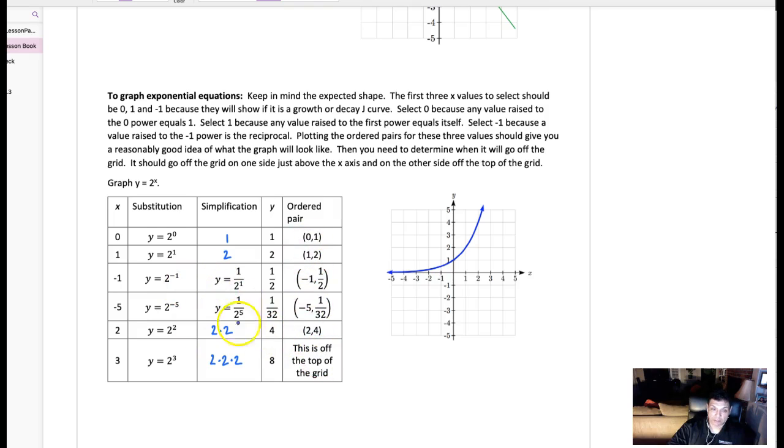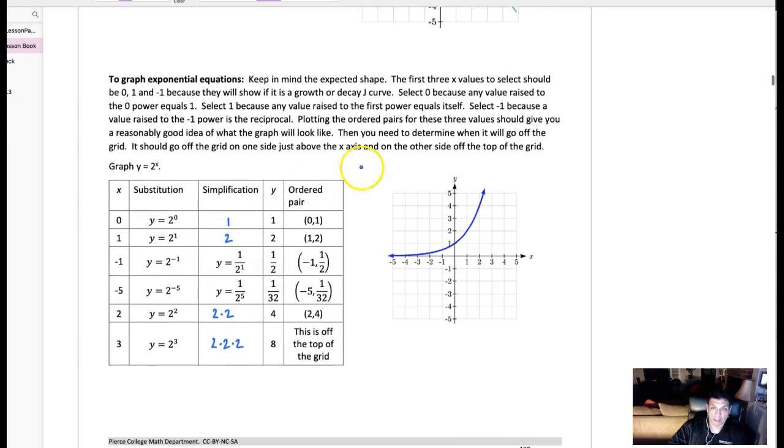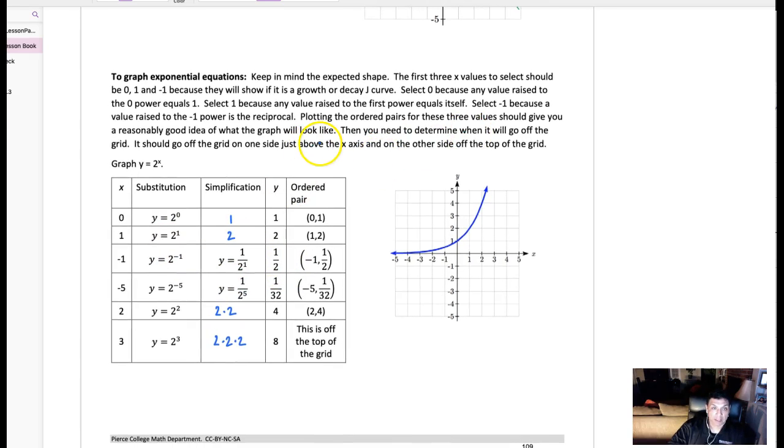Again, very similar to what we've done before. Negative exponents are a different rule than positive exponents. 2 to the power of 3 means 2 times 2 times 2. Here, -5 means reciprocal. So that's important to recognize about negative powers: they give reciprocals of the positive. Once you have that, then you have the points.